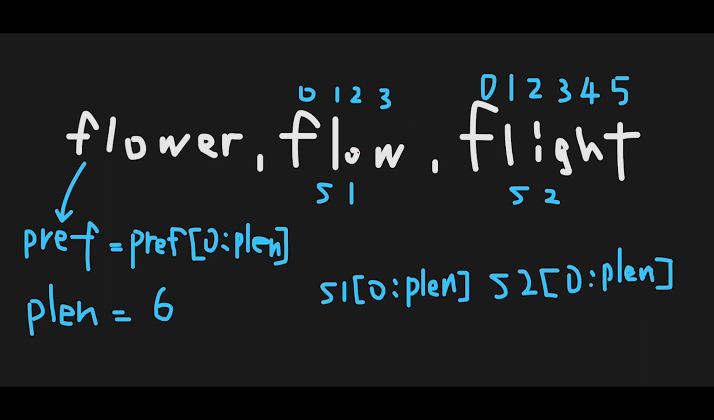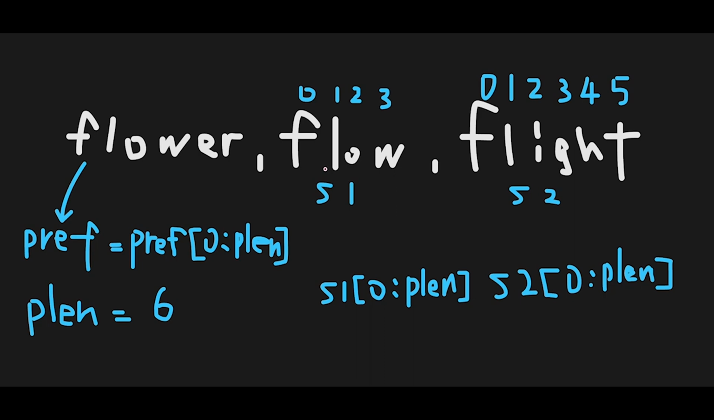And then we call flow S1 and the flight S2. Basically I iterate through all characters one by one. So let's begin. The first string is prefix, so we start iteration from index 1, I mean flow. So compare prefix versus S1, from 0 to plen 6.